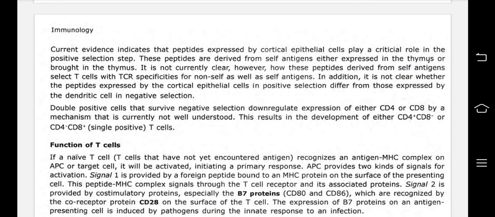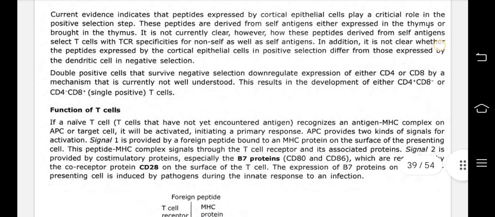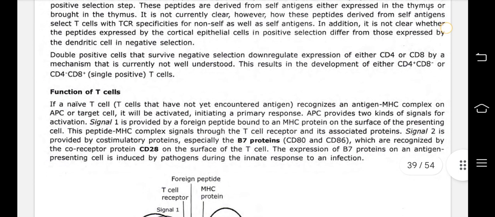Then double positive cells that survive negative selection downregulate expression of either CD4 or CD8 by a mechanism that is currently not well understood. This results in the development of either CD4 plus CD8 minus or CD4 minus CD8 plus single positive T cells.